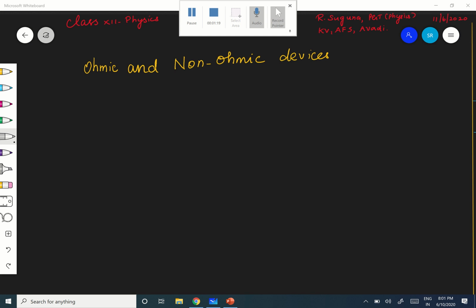So what is the difference? As I told you, those which obey Ohm's law are ohmic and those which do not obey Ohm's law are called non-ohmic devices. Therefore, in both cases, whether ohmic or non-ohmic, the relation V by I equal to R is valid. There is no problem. V by I equal to R is valid for both ohmic and non-ohmic devices. Even non-ohmic devices follow V by I equal to R.